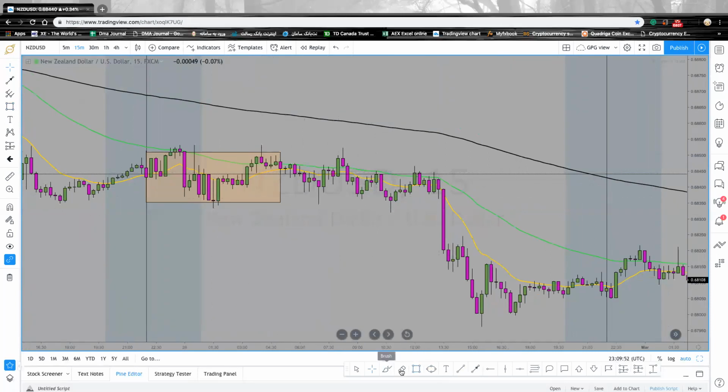I'm gonna draw the candlesticks that I'm selling here. Both sell. This was a sell. This was a sell. This was a sell. This is a good sell.